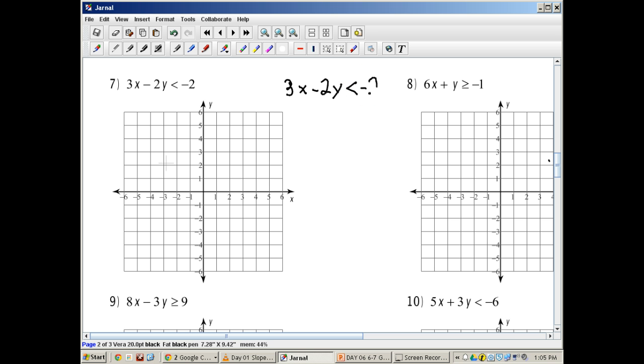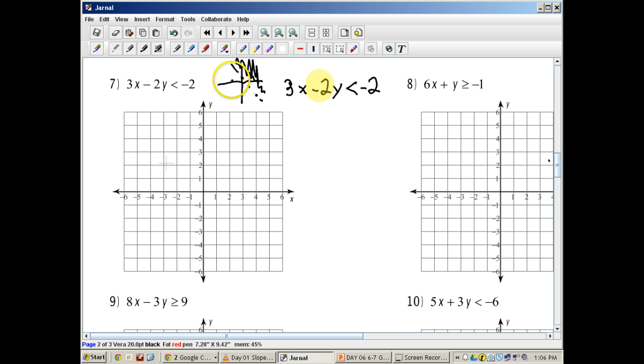Now you'll notice from the very beginning, the first thing you should notice is this. The coefficient of y is negative, which means you're going to flip the sign. So you already know that this is going to be a greater than, not a less than, when you graph it. So it's going to be a dashed line shaded up. So before you even start, you can have this idea that, okay, it's going to be a dashed line and shaded up. You already have this mental picture of what it should look like.